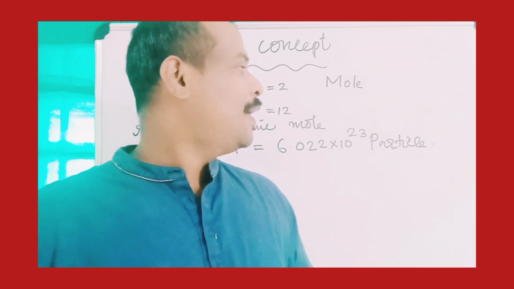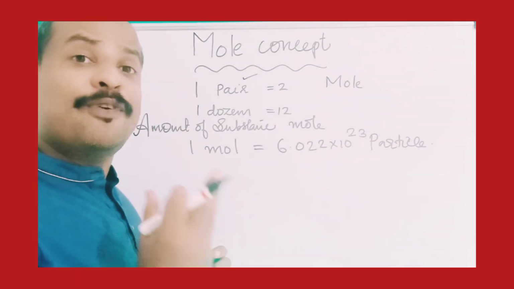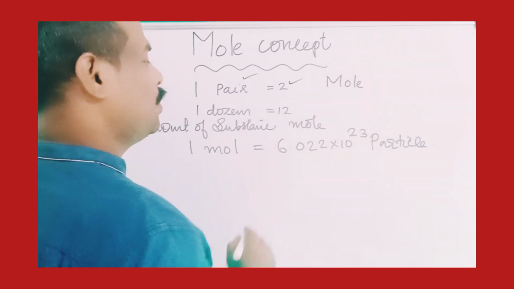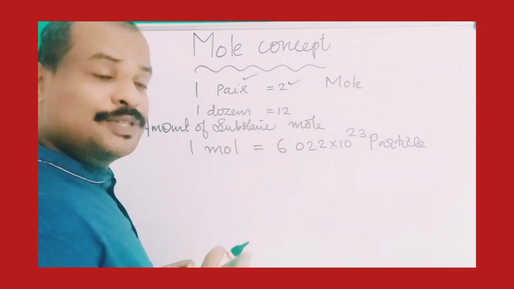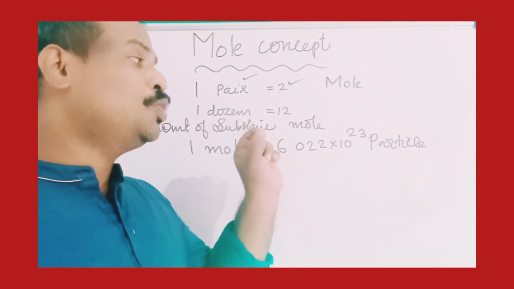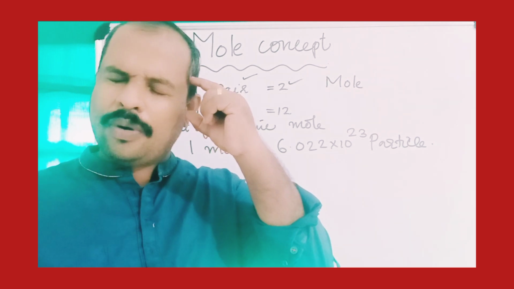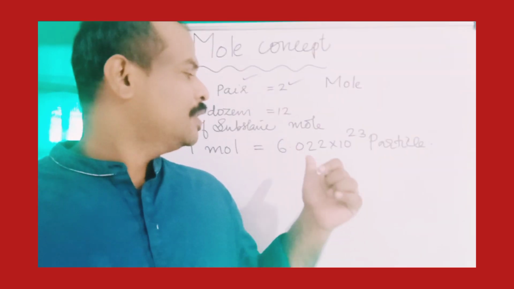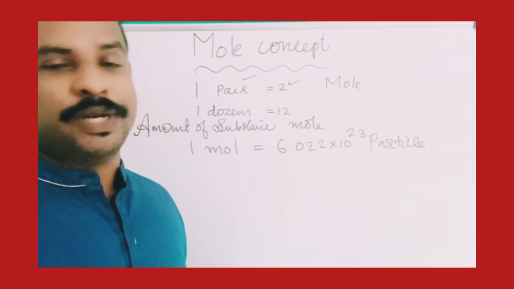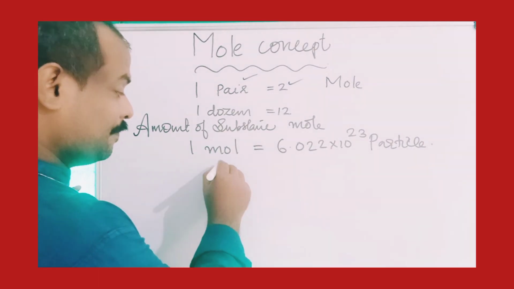As with one pair, when we hear the name one pair we know it means 2, in the same manner 1 dozen means 12, and 1 mole means 6.022 into 10 raised to 23. So always keep in your mind that 1 mole is 6.022 into 10 raised to 23. We familiarize the term mole.